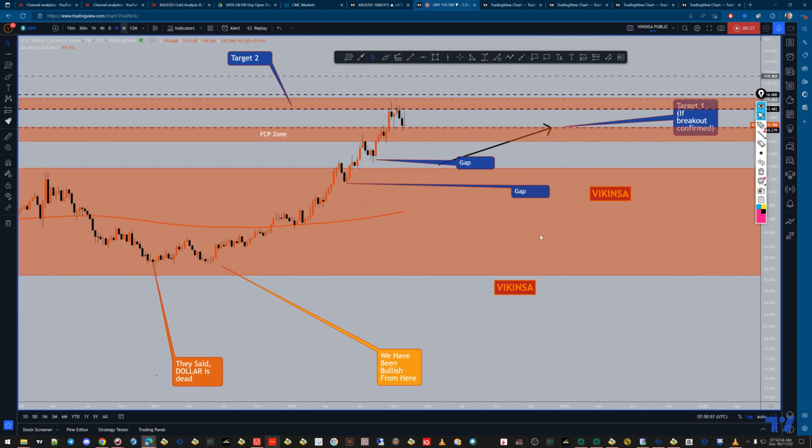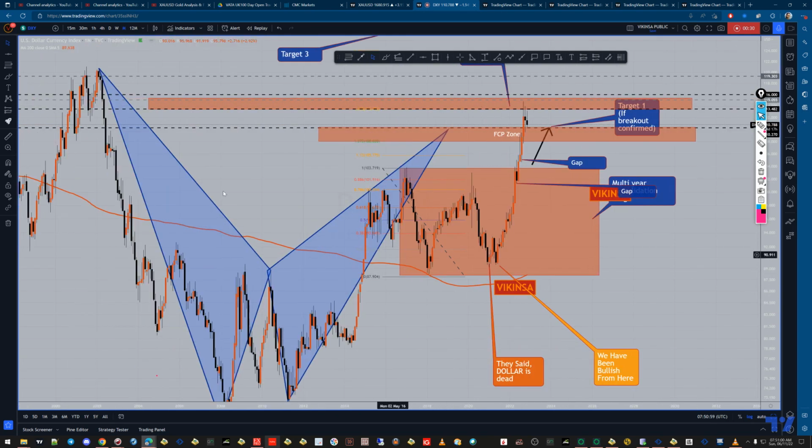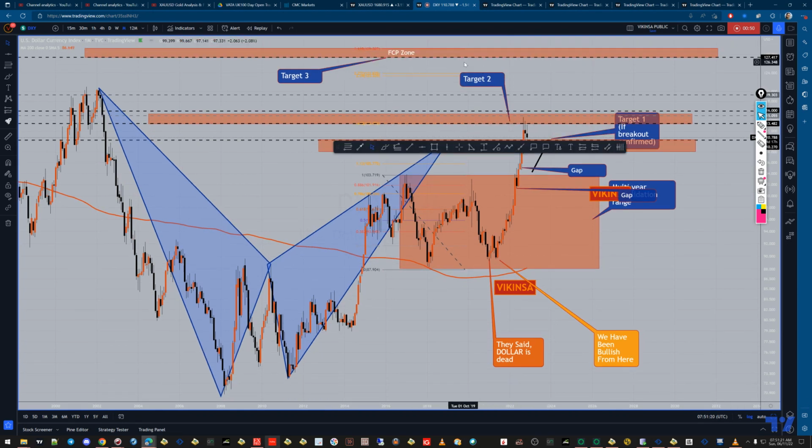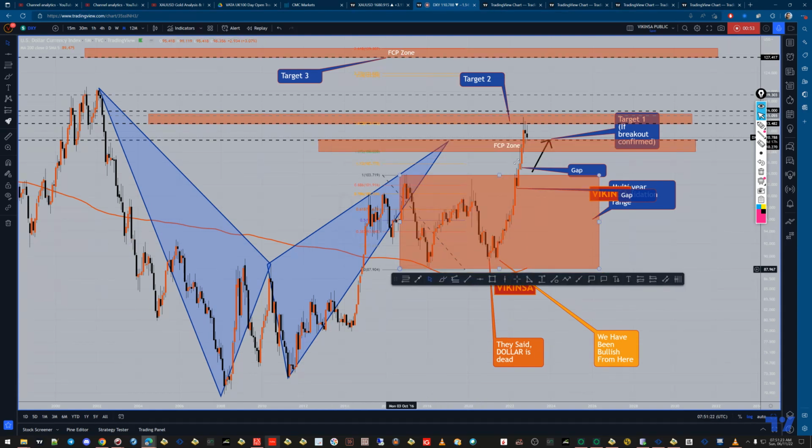If I go to the monthly time frame, this huge multi-year W pattern that you can see has reached its target. The first target was around here, the second target is around here, and if it still continues to go higher, we can reach near about 127. That will be the next target, and that move can be very explosive.